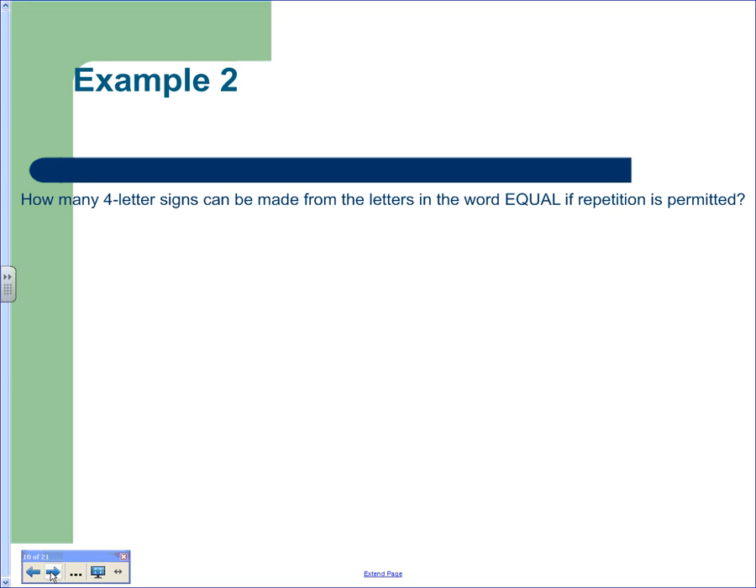How many 4-letter signs can be made from the letters in the word equal if repetition is permitted? Wait, was that 5? We're not there yet.